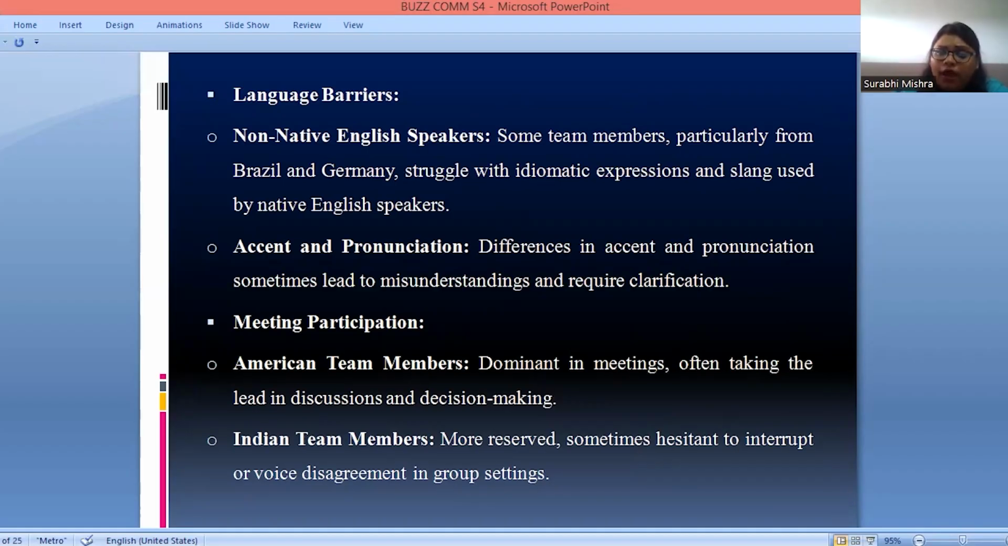When we talk about accent and pronunciation, it shows the differences in pronunciation of the words, the dialects, right? So sometimes it leads to misunderstanding, and most of the time it requires clarification. Every time, people were not able to understand their pronunciation, so they were confused and they had to give the clarification, right?